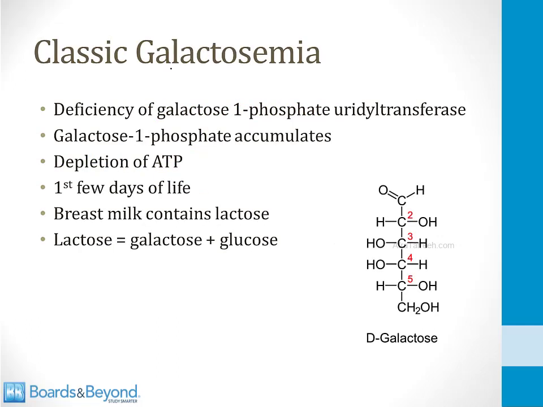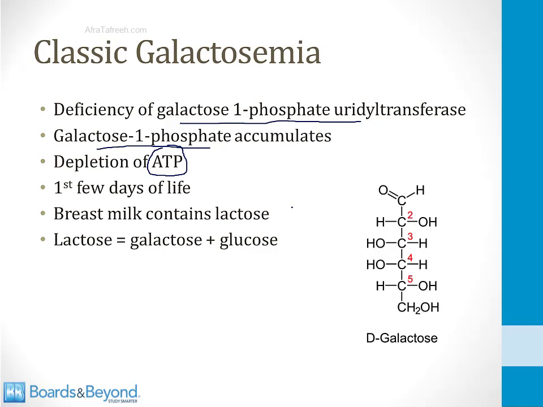Classic galactosemia is a disorder of galactose metabolism, but it shares many features in common with hereditary fructose intolerance. Classic galactosemia, which I discuss in greater detail in the video on fructose and galactose, is caused by a deficiency of the enzyme galactose 1-phosphate uridyl transferase. This leads to accumulation of galactose 1-phosphate in liver cells, and that depletes the supply of ATP. So just like in fructose intolerance, this is going to shut down gluconeogenesis and glycogen breakdown.